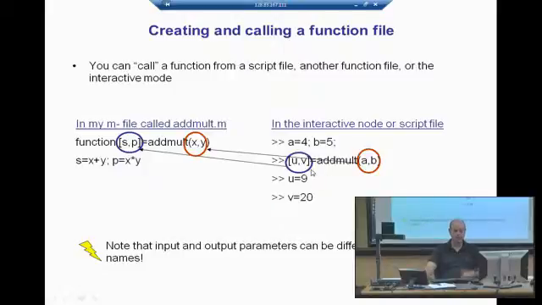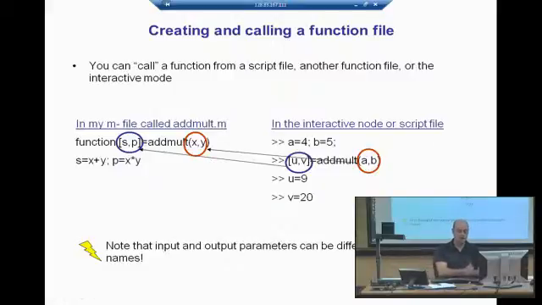And the outputs I'm going to call U and V, which are going to end up obviously being 9 and 20. So I do that, and I call it, and it does that. Now, the very key thing here is that you notice that A and B are different variable names from X and Y. That's okay.